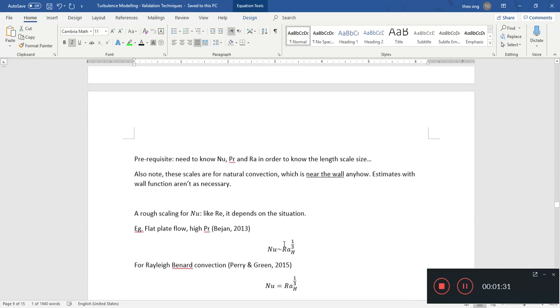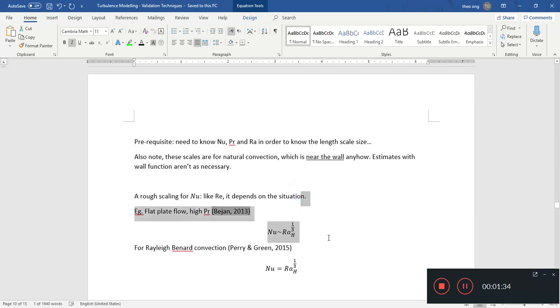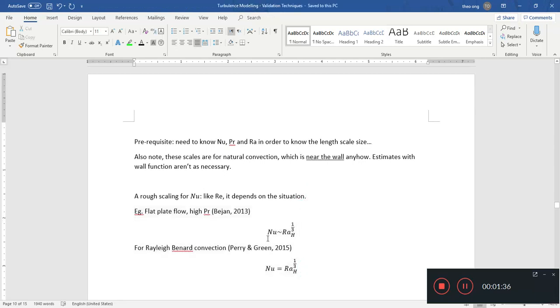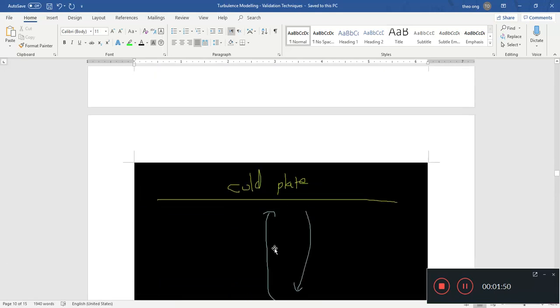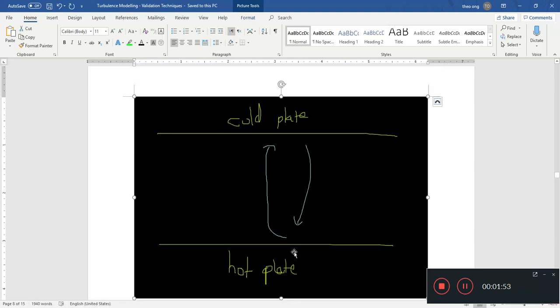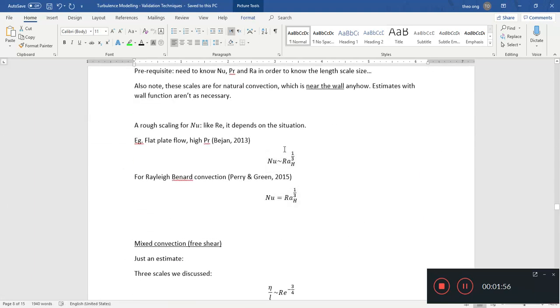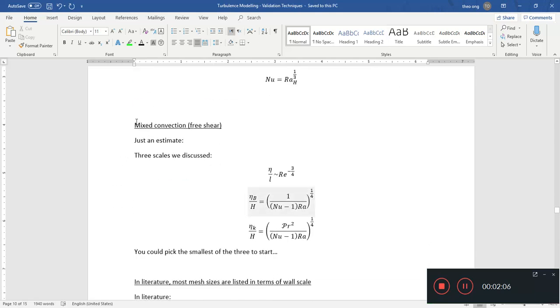Alright, so that's what we went through. And let me give you a rough idea of scaling. For flat plate flow, the Nusselt number actually scales with the cube root of the Rayleigh number. And the same is true for Rayleigh-Bénard convection, where you have the hot plate at the bottom and the cool plate on top. Just to remind you what Rayleigh-Bénard convection is, it is like this. And the flat plate convection here is a single flat plate flow, where the natural convection current is just flowing upwards.